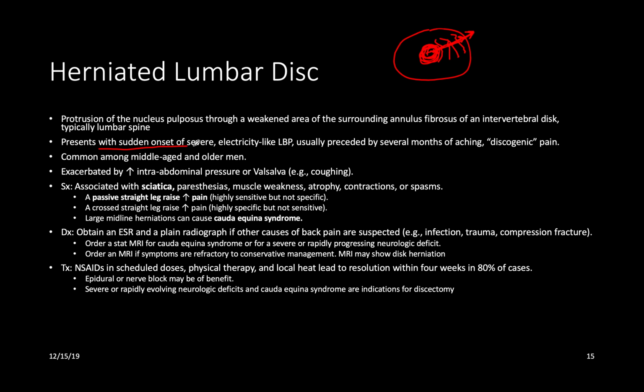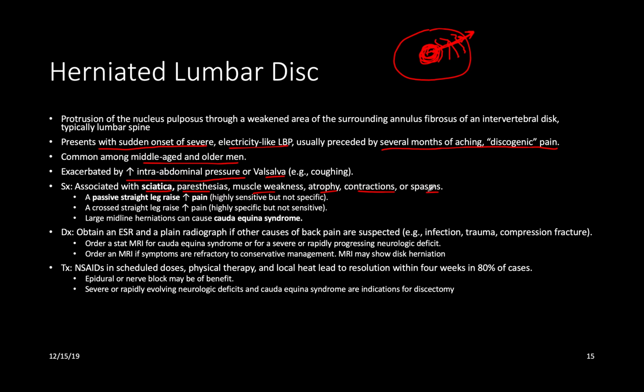So what we look for is a sudden onset of severe electricity-like lower back pain, preceded by several months of aching, discogenic pain. Okay, so this is kind of getting into that weakening, progressing to the actual herniated disc. This is common in middle-aged and older men, exacerbated by increased intra-abdominal pressure, Valsalva, and this is associated with sciatica. So when you talk about the diagnosis of sciatica, typically it's due to a herniated lumbar disc. That's going to be your most common cause of sciatica. Okay. We can also look for paresthesias, muscle weakness, atrophy, contractions, and spasms.